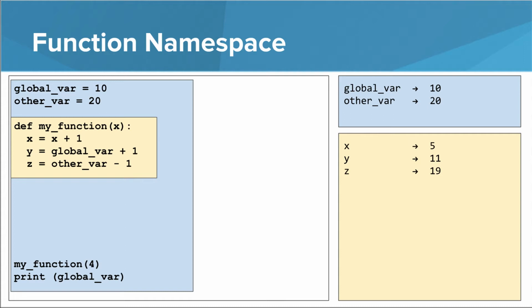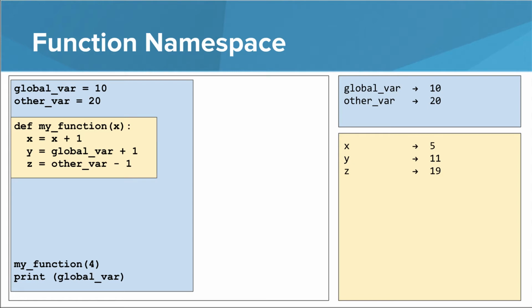So y is actually equal to global_var + 1. Now this is weird because global_var doesn't exist in the function's namespace. So what's happening here? How is it finding it? Well, this is a very important concept in Python. If a name does not exist in the local current namespace, it actually hops up one namespace to look for it. So since it doesn't exist in the function's namespace, it'll hop up to the global namespace, find it out in the blue global namespace, and grab that value. So y will be set to global_var + 1, which is 10 + 1, which is 11. Same thing with z, it's other_var - 1, so it'll be 20 - 1, which is 19.